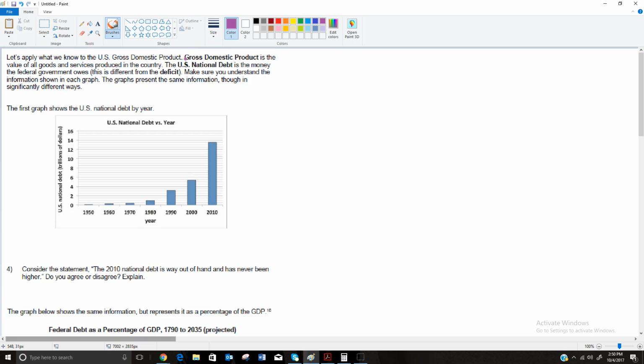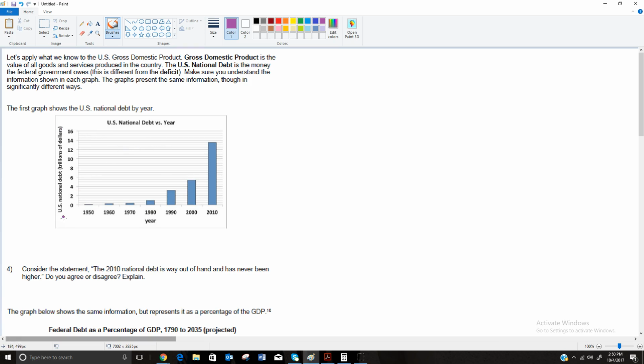The U.S. national debt is what our federal government owes to whatever entity it may be. Usually it's another country. Not a social studies teacher, so I'm not going to go into a lot of detail on that because I'm sure I'll say something wrong. But it is the money that we owe. That's different than the deficit. And you can look that up if you're interested. So the graphs present the same information, though in significantly different ways.